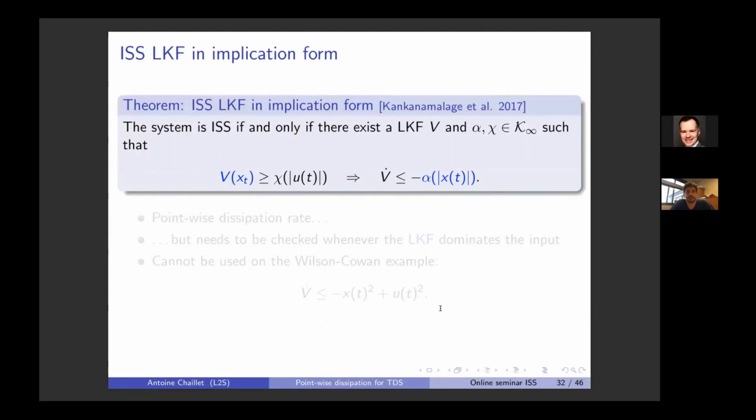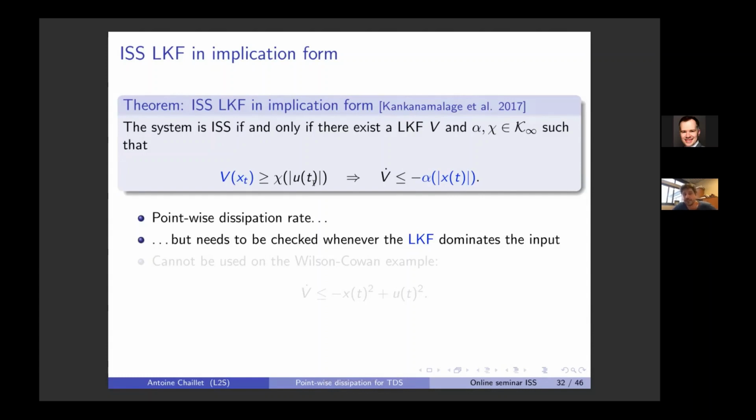There was an attempt by Kankanamalage, Wang and Lin, sorry for the pronunciation of this name, to get a pointwise dissipation. It's using iISS Lyapunov functionals in an implication form. So here indeed, and it's an if and only if characterization of iISS, you require only a pointwise dissipation, but the problem is that you request this dissipation to hold whenever the LKF is greater than chi of u. Okay, so it's indeed a pointwise dissipation rate, I agree, but it needs to be checked.